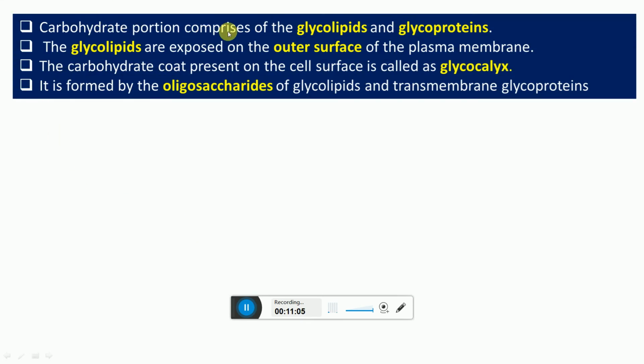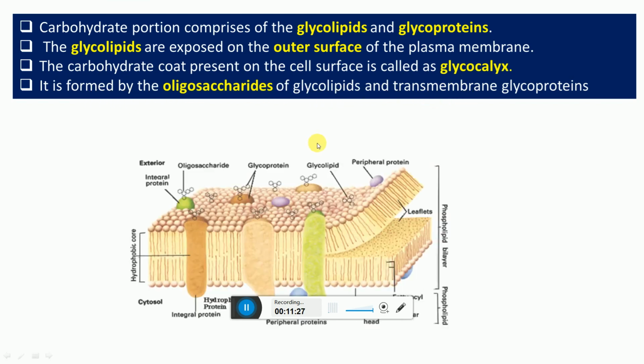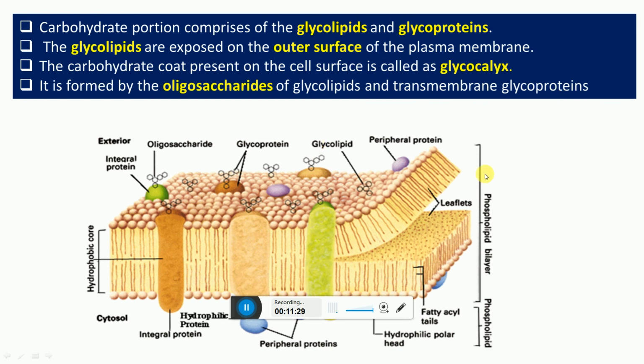Then we are going to see the other structures. The carbohydrate portion comprises glycolipids and glycoproteins. Glyco means sugars: sugars with lipid, sugars with protein, meaning carbohydrate with lipid, carbohydrate with proteins. The glycolipids are exposed on the outer surface of the plasma membrane. The carbohydrate coat present on the cell surface is called the glycocalyx. It is formed by oligosaccharides of the glycolipids and transmembrane glycoproteins.